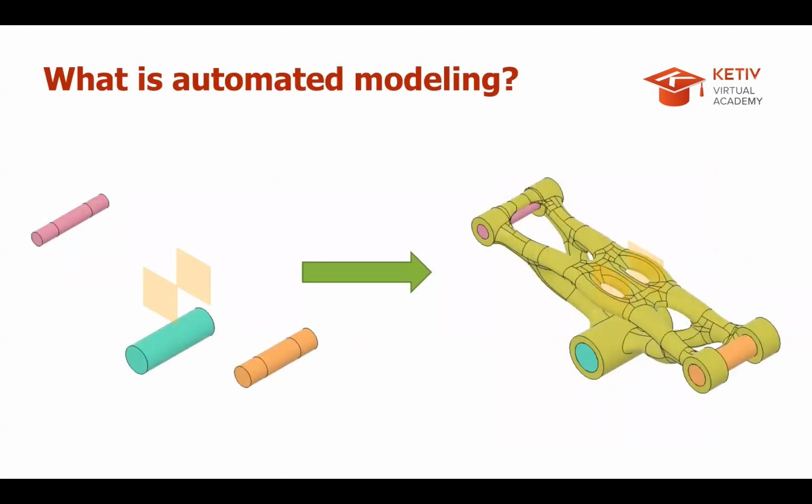So what is automated modeling? Within Fusion, they added this new tool that allows you to give a certain set of inputs and then get a few design outputs, which sounds a little bit similar to generative design, but we're going to cover how they differ, because there is quite a bit of difference between how generative design works and how this automated modeling tool works.